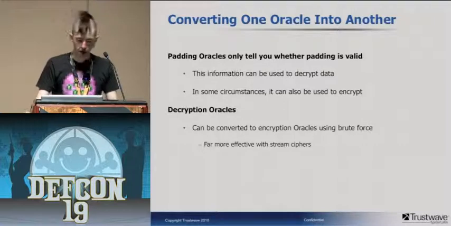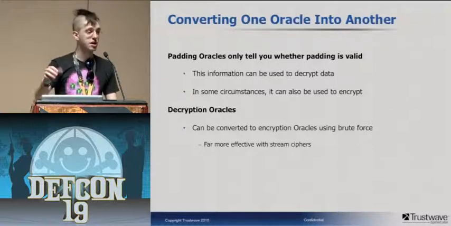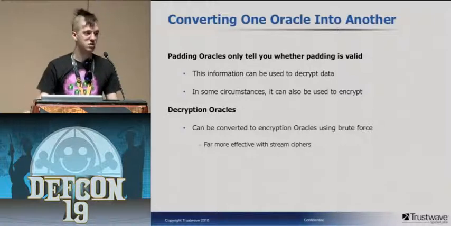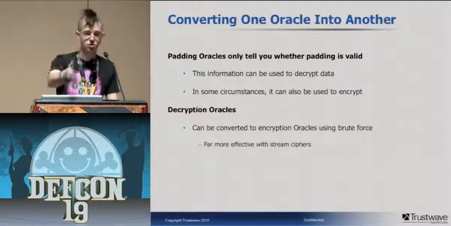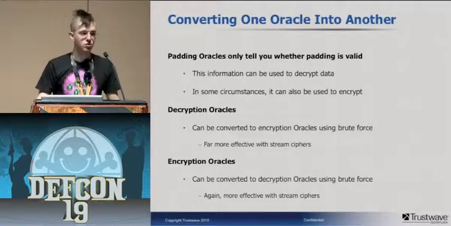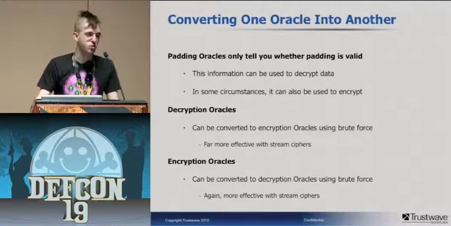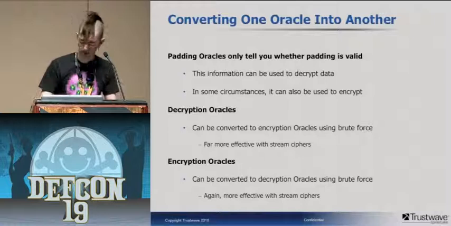Now, since block ciphers do this several characters at a time, you need to guess all of the characters in that block at the same time. So you need to keep doing that until you get it right. So that's a little bit more complex, a little bit more heavy on the queries. Whereas if you're talking about a stream cipher, that's one byte at a time. So you can just guess even one bit at a time until you get exactly what you're looking for. So encryption oracles can be converted to decryption oracles in a very similar way. And again, the same difference between the effectiveness when you're talking about stream and block ciphers applies.